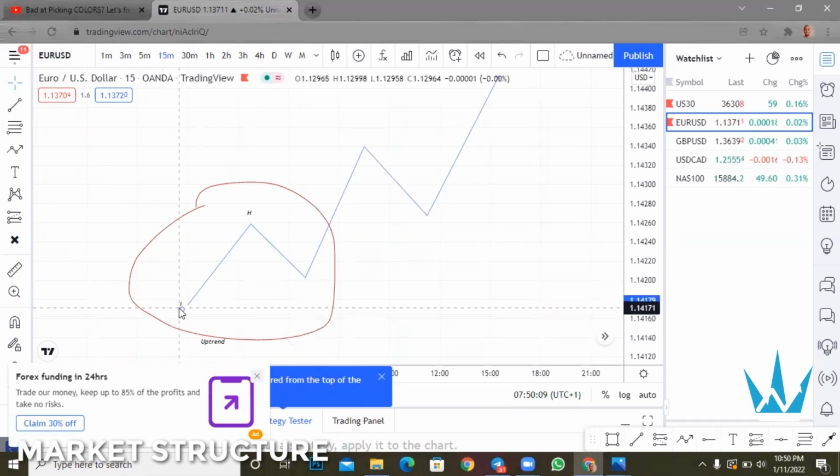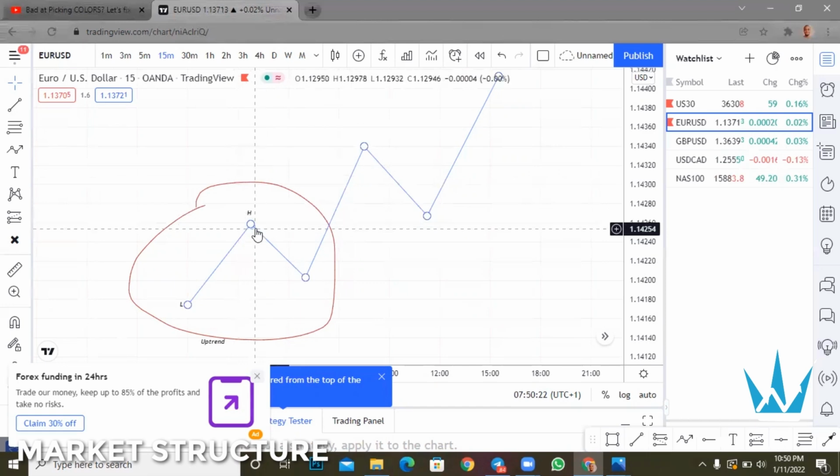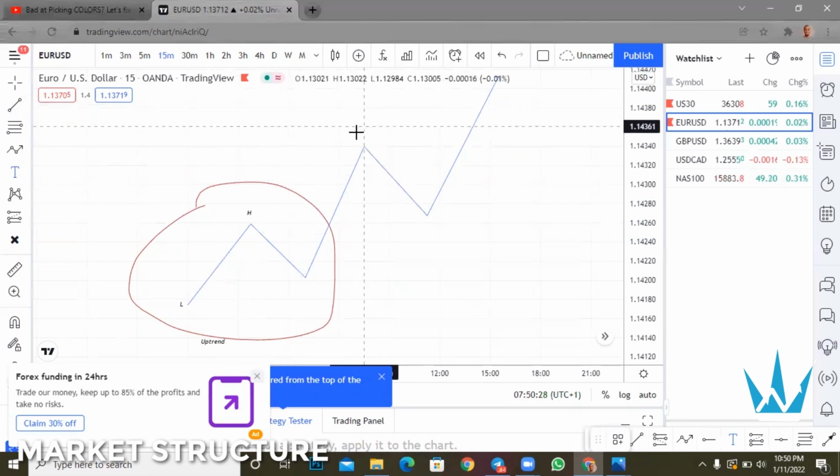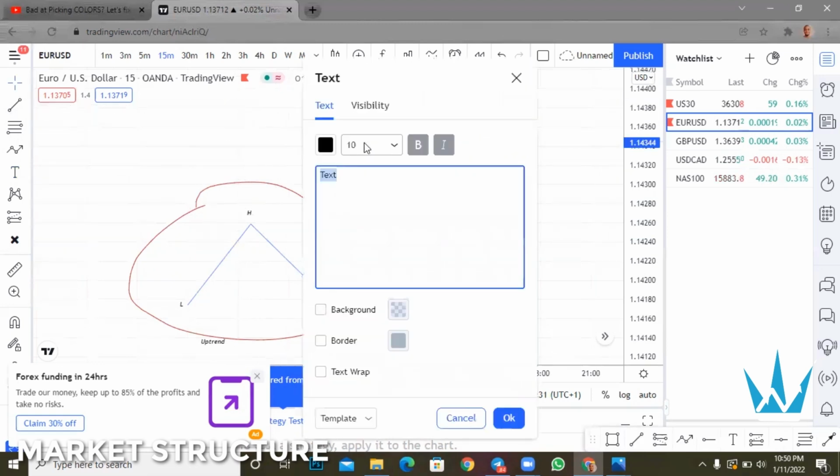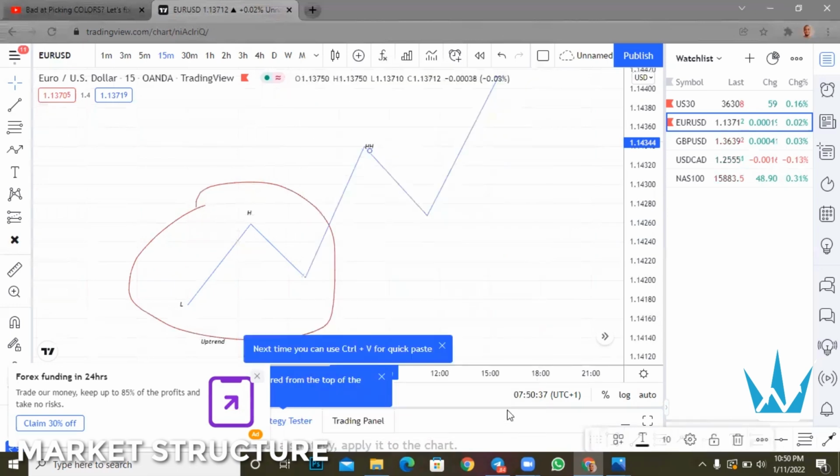Now, will you agree with me that any high higher than this high is known as a higher high? Yes, a higher high, because it's higher than this previous high. So I'm going to tag here a HH. That stands for what? Higher high.